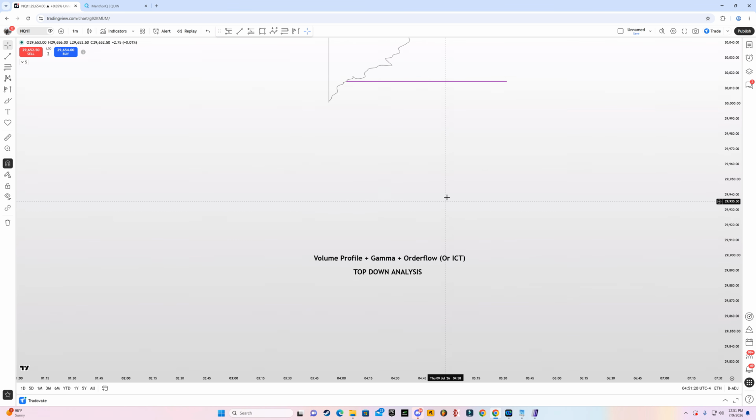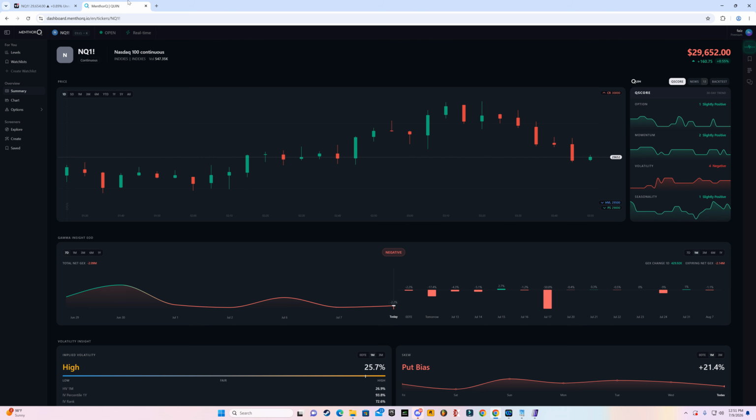And that's where the gamma exposure, the gamma regime, comes into play. The most important and game-changing tool that I've used so far in my entire career. It literally just changed my trading from like 60% to like 80%, right? And I use this platform called Mentor Q, okay? And it basically tells me if we are in a negative or a positive gamma regime.